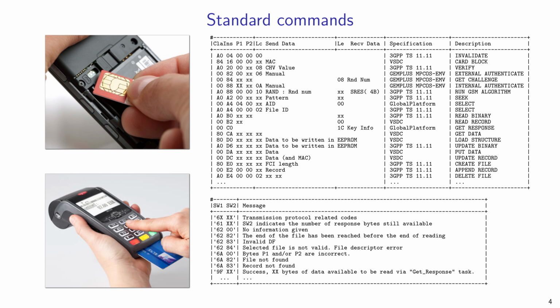Then there are also somewhat standardized status words. Status words starting with 9 in hex mean that the command completed successfully. Other values represent some kind of error, for example, file not found, record not found, and so on. The same status word can have a different meaning for different commands, and that is quite common because the number of values that can be encoded in 2 bytes is limited.